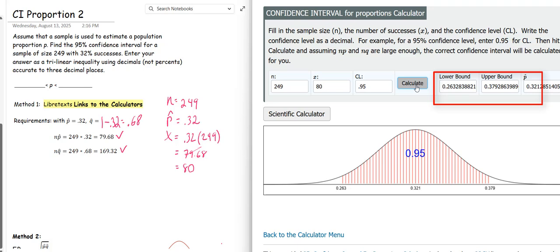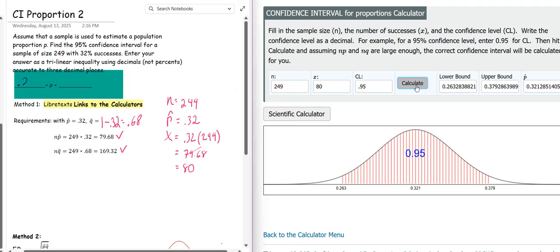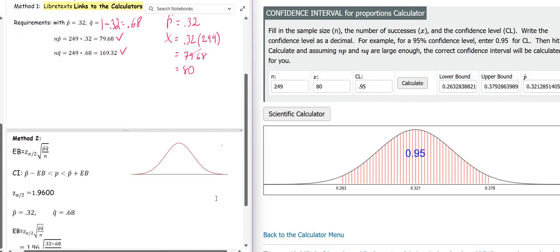And let's record those numbers to 3 decimal places. Over here, this would be P between 0.263 and 0.379. And it's that easy.